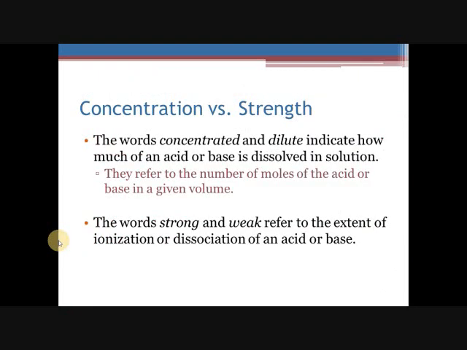Concentration versus strength. The words concentrated and dilute indicate how much of an acid or base is dissolved in the solution. They refer to the number of moles of the acid or base that's in a given volume. That's why we usually use molarity to talk about concentration. The words strong and weak do not refer to this at all. They refer to the extent of ionization or dissociation of an acid or a base.